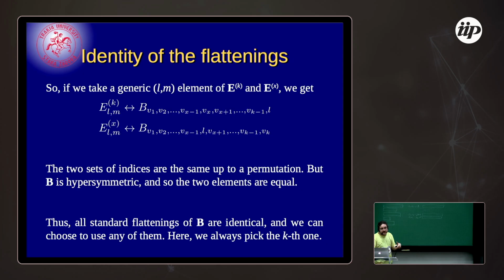But our tensor is hypersymmetric. And this means that these two elements are the same. If I choose an L and an M, if I choose a row and a column of the flattening, regardless of which flattening I take, the elements will still be all the same, which means take whatever you want.